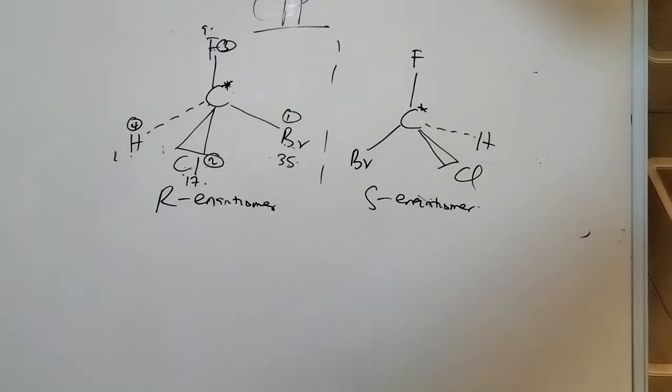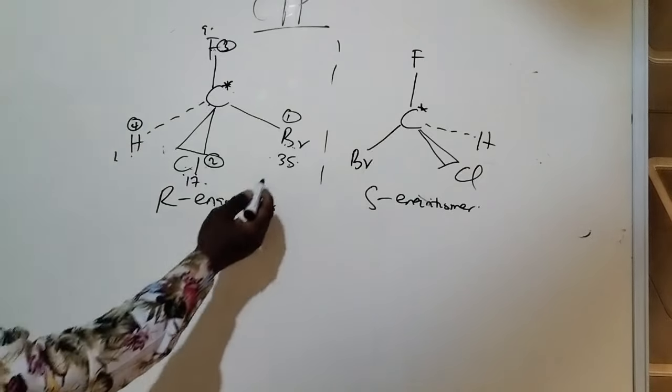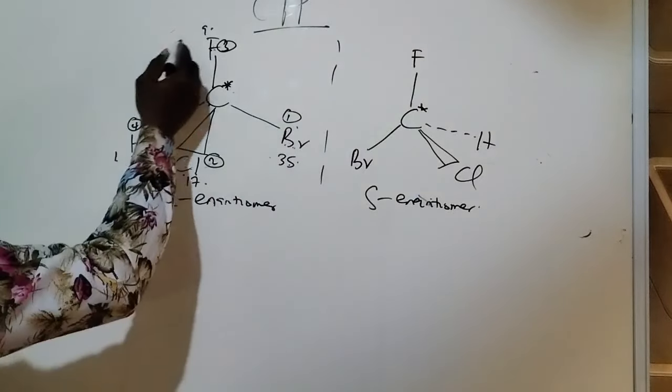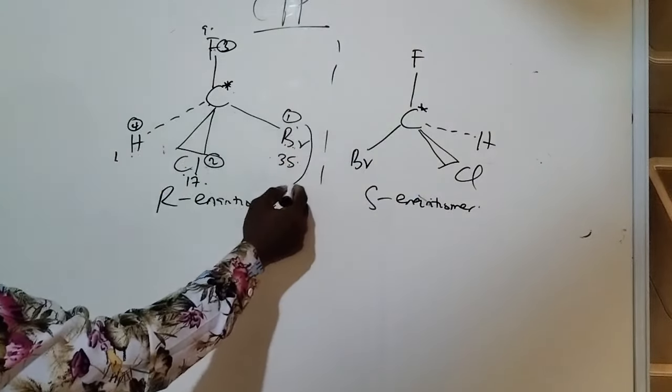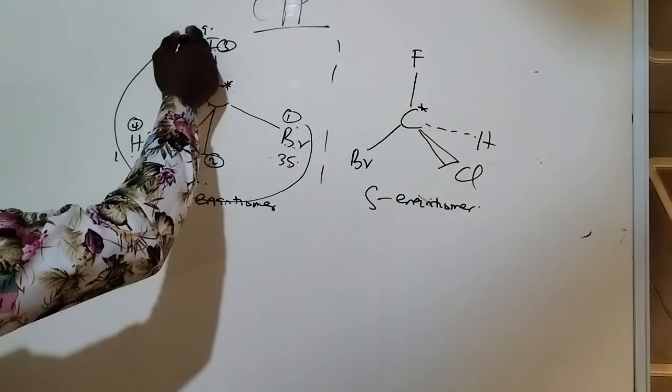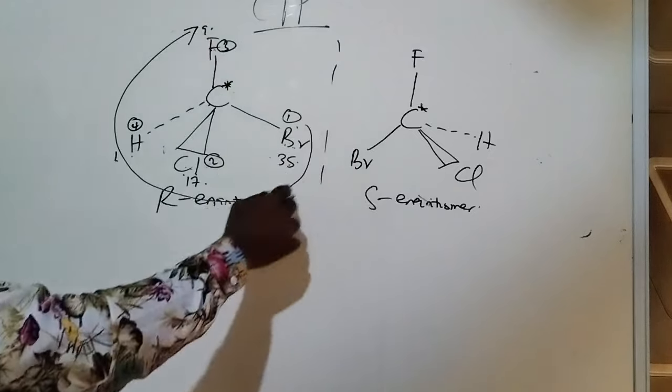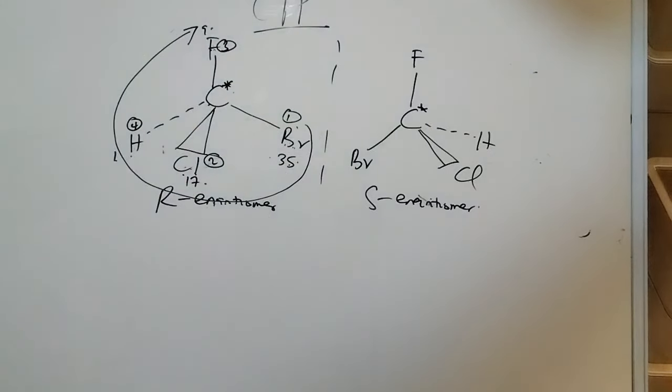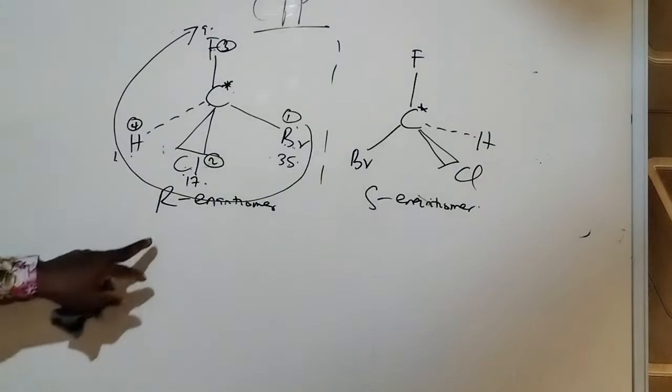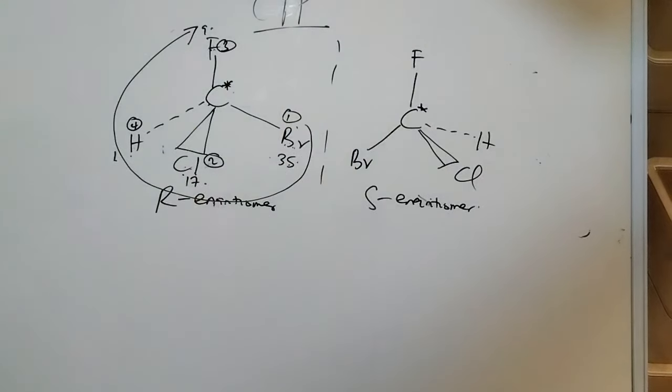Having done that, if you see the movement, we want to move from number 1 to number 3. We have to follow this order, 1 to 3, in a clockwise manner. Moving from number 1 to number 3, that's why this is called the R enantiomer of this compound.